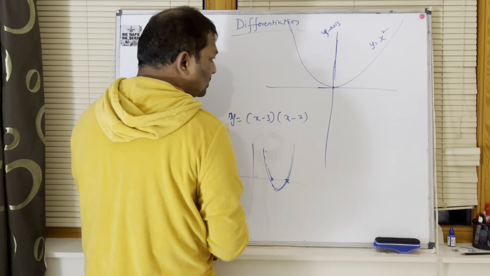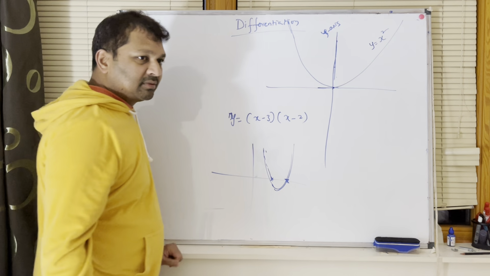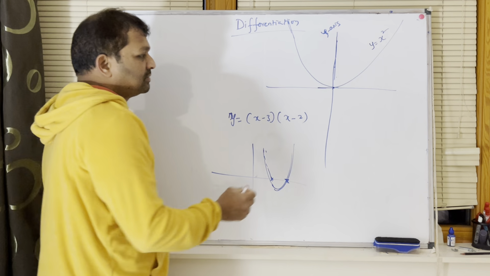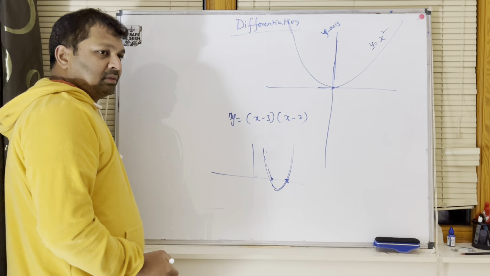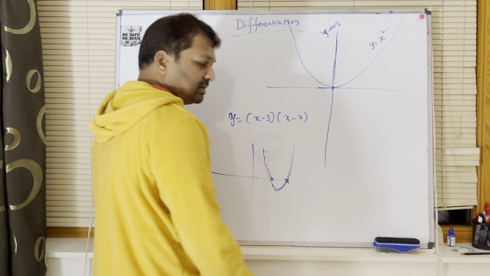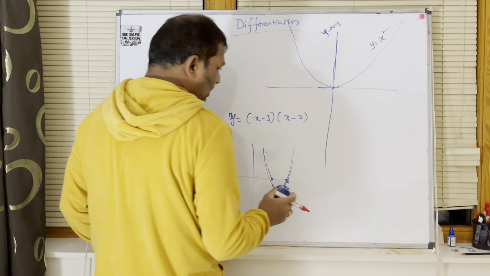So these are the roots. In this case, both roots are 0, so the curve cuts the axis here only, nowhere else. This is how you can draw a rough sketch for any given quadratic equation.